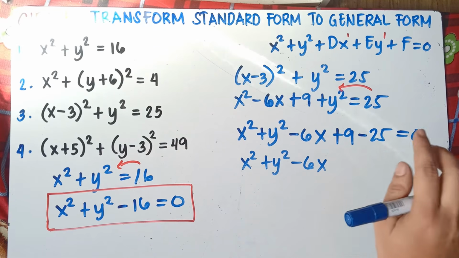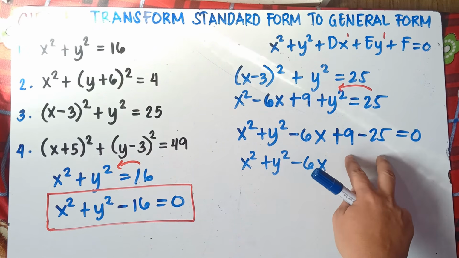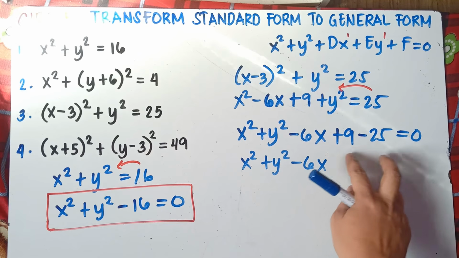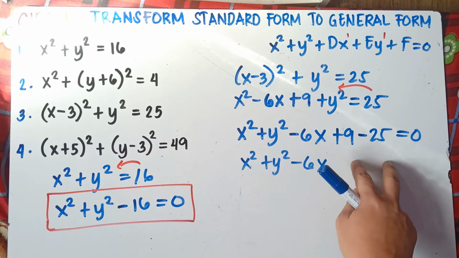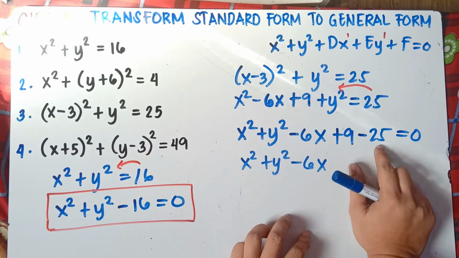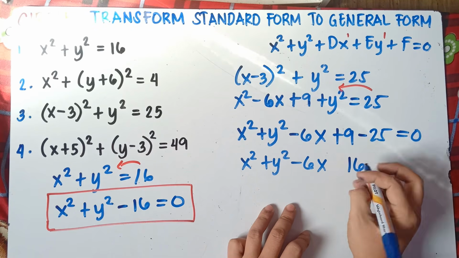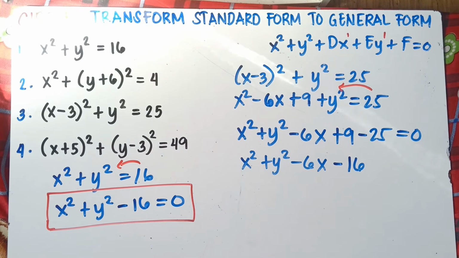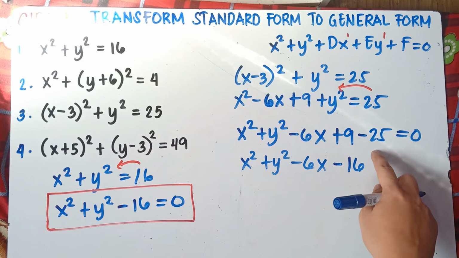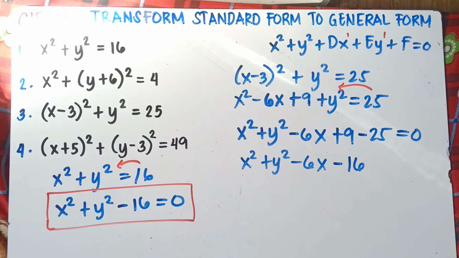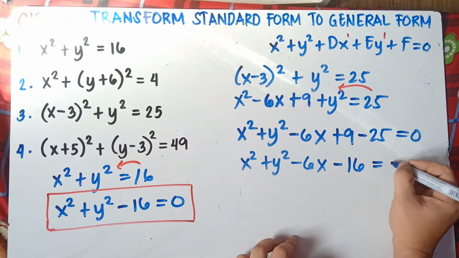Once again, class, combining integers with unlike signs, if the signs are not the same, you subtract, then copy the sign of the larger number. So 25 minus 9, that is 16. Now 25 is greater than 9, so we copy the sign, negative 16. So positive 9 minus 25, that is negative 16. And then copy equals 0.